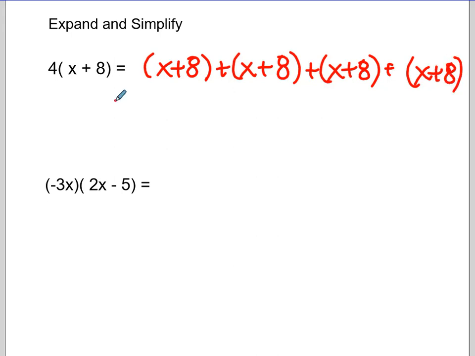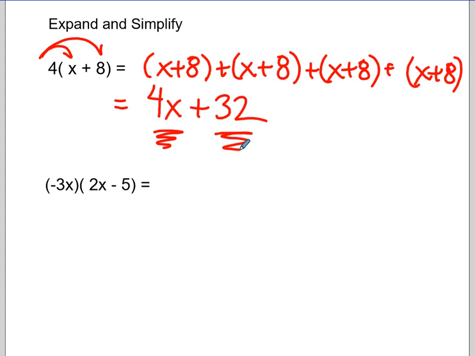Okay, and then if we added them, now remember there's a difference between adding and multiplying operations. So if we add these x's up, we get 4x. If we add all these 8's up, we get 8, 16, 24, 32. If we had just used our distributive property, we could have multiplied the 4 times the x to get the 4x, and 4 times 8 to get 32.